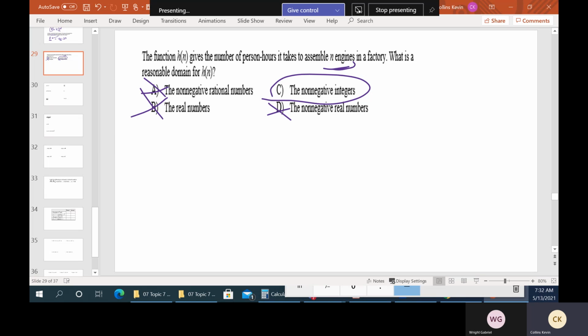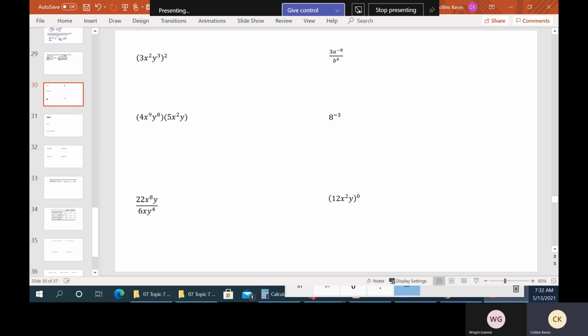All right, let's check out a few more. These are just number crunching. When you're raising to a power, it's almost like the distributive property. So this is 3 to the second power, which is 9. And then you multiply exponents when you raise them to a power. So 2 times 2, this will be x to the 4th. And here we've got 3 times 2, so it's y to the 6th.